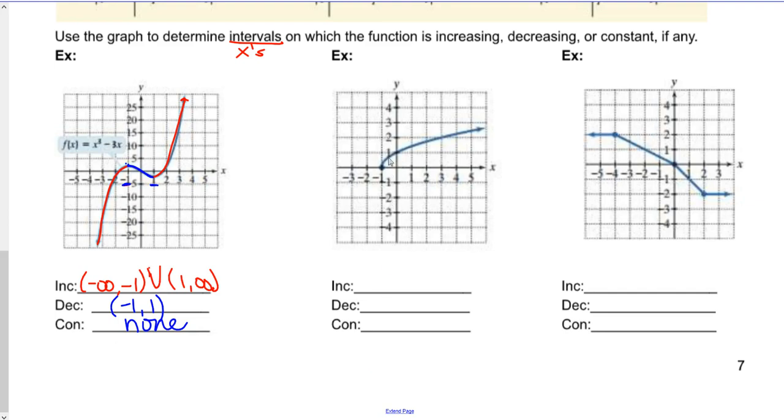Now, if I look at this one right here, and I go from left to right, and I start here, and look at what it does. It keeps going and going and going. It goes up, up, up, and it does not ever come down.